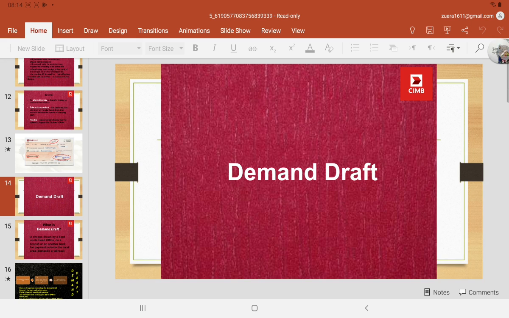So the demand draft is usually used to remit funds to a beneficiary who is in a different area, maybe if you want to transfer the money to a different state, town, area or country. You can use this type of remittance. We can say that this type of remittance is addressed to require payment on demand to the person or beneficiary by using a draft. So this is the demand draft.